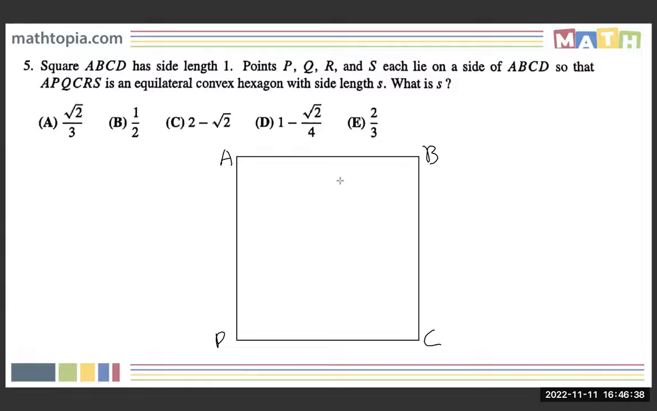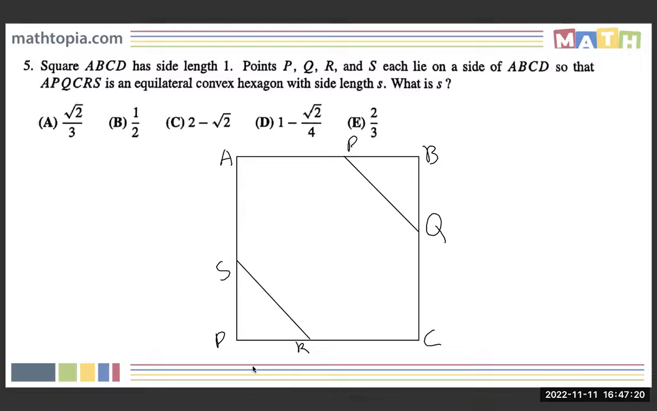What is S? Okay, well, in order to make an equilateral convex hexagon, well, of course, the hexagon would probably have to have some shape like this. Like we can try drawing it, and it would probably have to have some shape like this. And of course, that would mean P is here, Q is here, R is here, and S is here, right? So we can draw it more precisely now. And we have to try to draw it so that it's equilateral. Probably like that. That's pretty much equilateral. Yeah, it's not. There we go. It's like this. That's the hexagon.